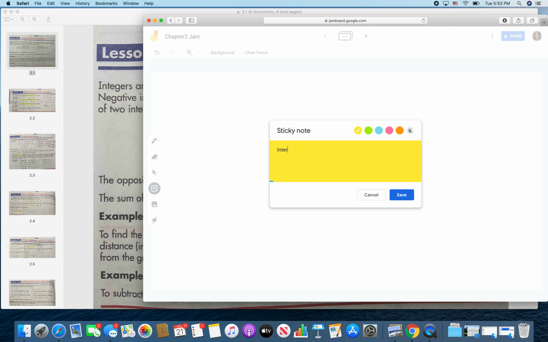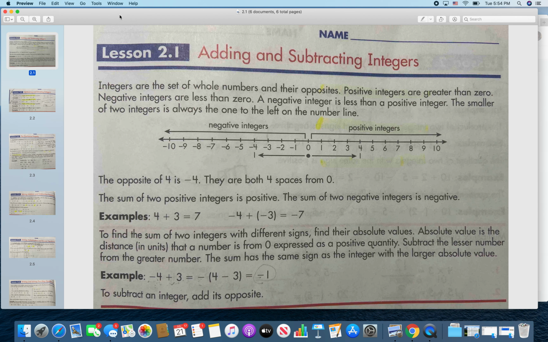So we can say an integer is a whole number. That is, it does not have a decimal or remainder. So let's just save that as a thought on our whiteboard.